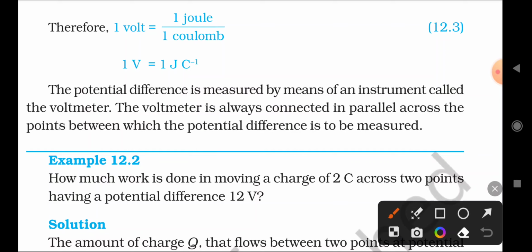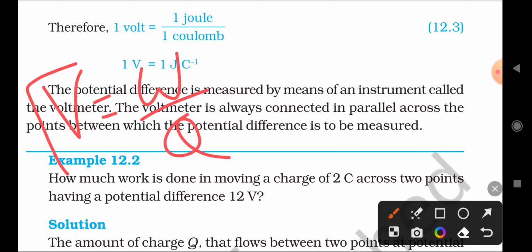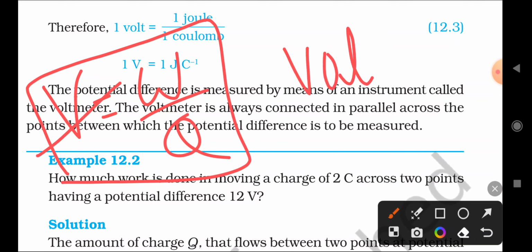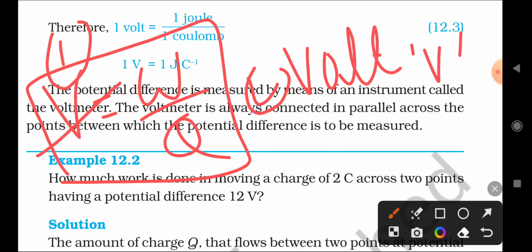Okay, what you have to remember here? First, what is potential difference? Work done to move a unit charge from one point to another. This is potential difference. The SI unit of potential difference is what? Volt. Right? It is denoted by V. This is the second question: what is potential difference? Work done to move a unit charge. That is called the potential difference. SI unit of potential difference is volt. It is denoted by V.